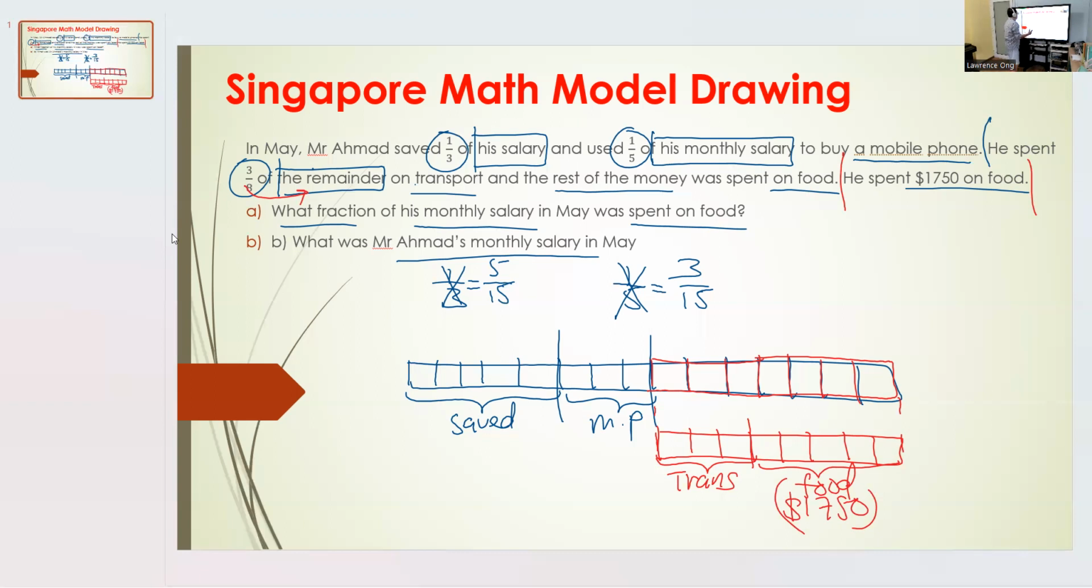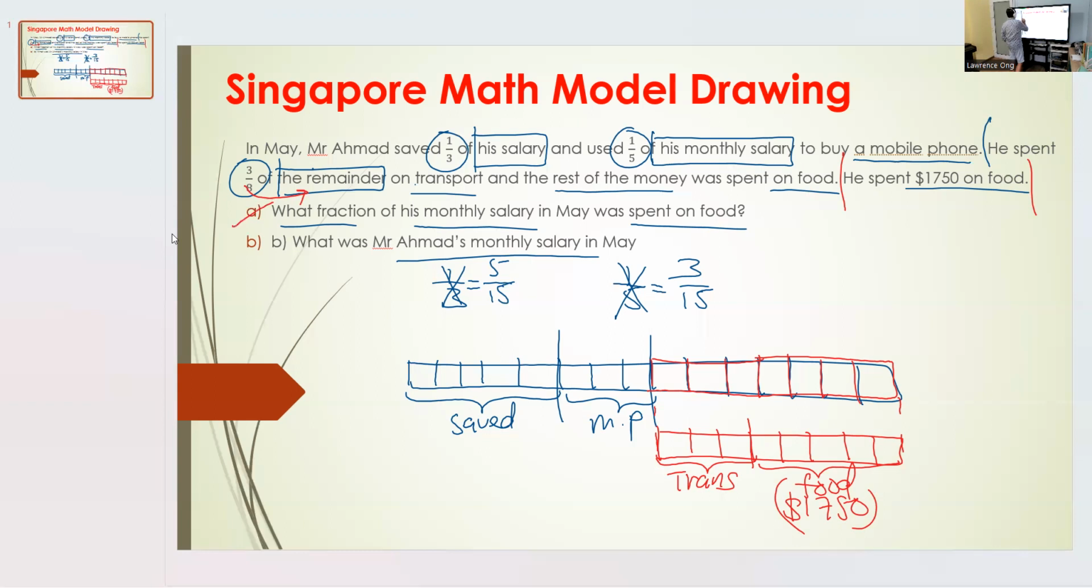And the question mark. So where do you put the question marks? Because the problem is asking you to find some things. So what are the question marks that you should put? Where do you put it on the model? So what fraction of the monthly salary was spent on food?